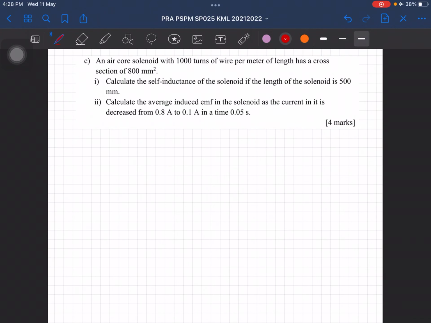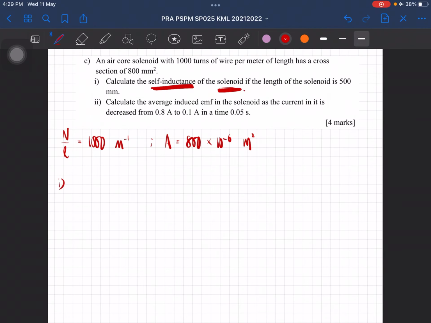Okay, so this is question C. So for question C, this is a solenoid. So an air core solenoid, it has 1000 turns of wire per meter of length. Okay, so that is N over L. So that is 1000 turns per meter. So it has a cross section area of 800 millimeter square. That is 10⁻⁶ meters square. So we have to calculate the self-inductance of the solenoid.